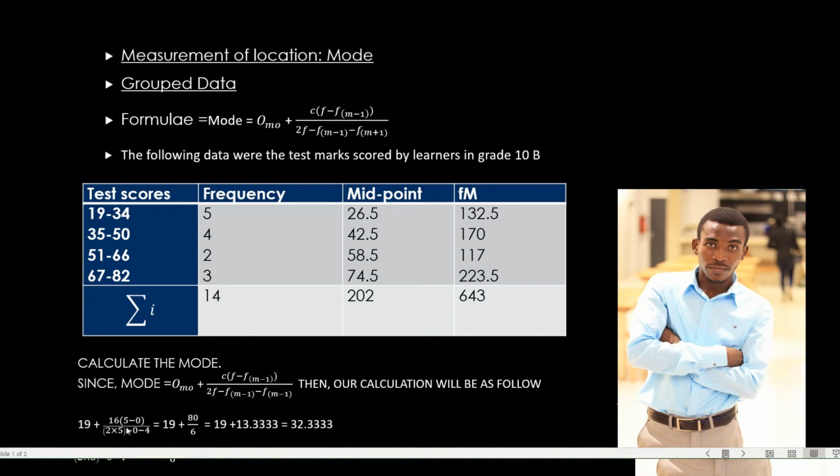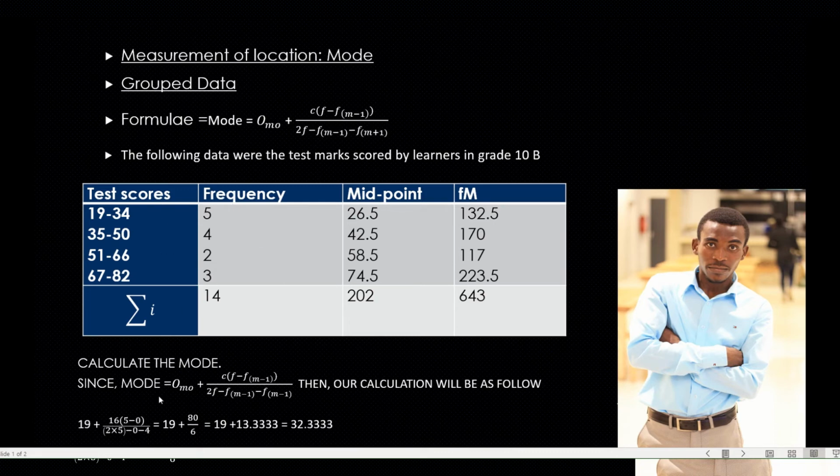And then we divide that by 2 times the frequency of the model class. The frequency of the model class is 5, so we are going to say 2 times 5. And then we minus the frequency of the class preceding the model class. Since we do not have a class preceding the model class, it will be just 0.